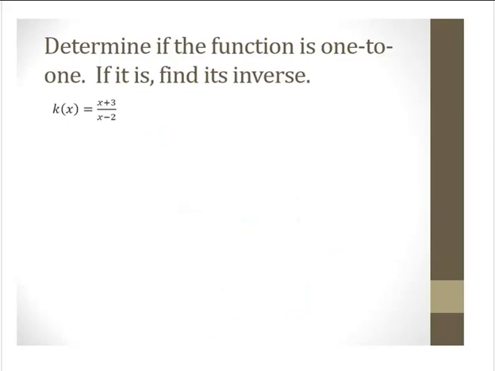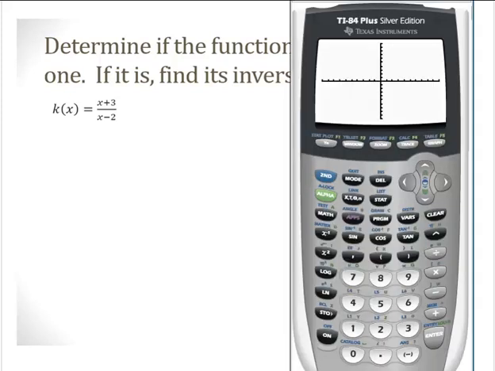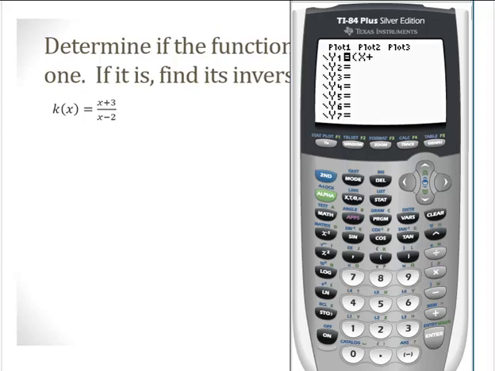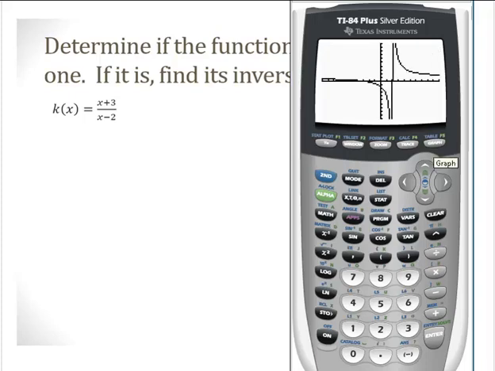Determine if the function is one-to-one. If it is, find its inverse. And here we have k of x is x plus 3 over x minus 2. Now this one we haven't learned how to sketch by hand, so let's bring out a calculator. I'm going to go to the y equals screen, and I'll type this in as the quantity x plus 3, close the quantity, divide by the quantity x minus 2, and close the quantity. I'm just going to graph this in the standard window, and I see this shape.